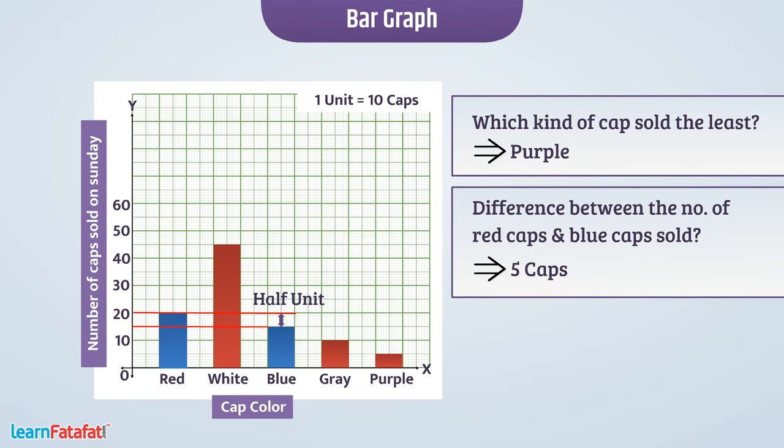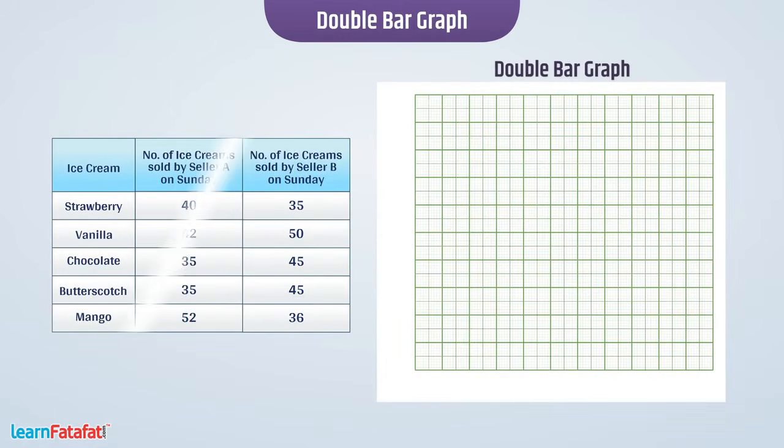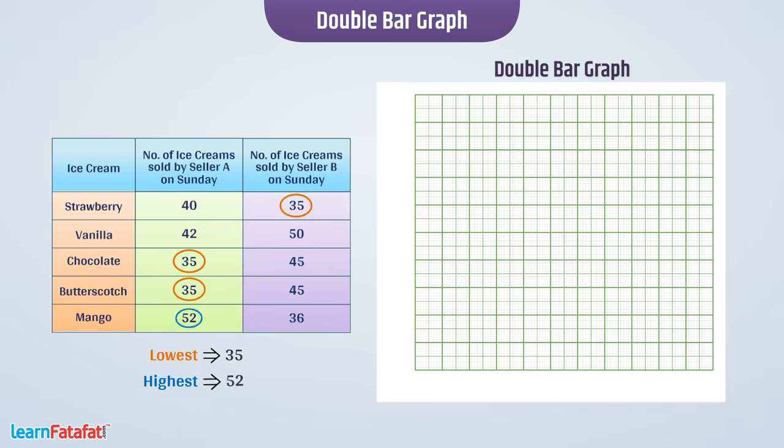Now, let's understand more about double bar graph. Following table shows the number of ice creams sold by seller A and seller B on Sunday. To draw a double bar graph, observe the values. We can see that lowest value is 35 and highest value is 52. That means the spread of the data, that is, the range is from 35 to 52.